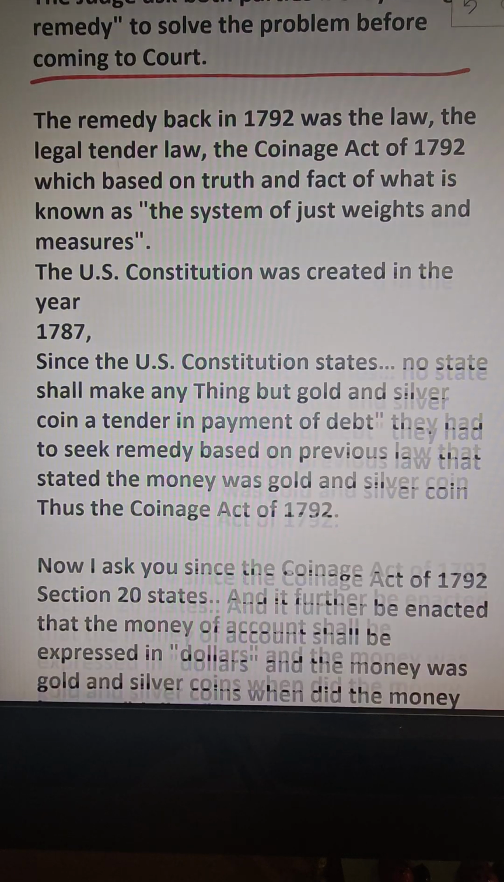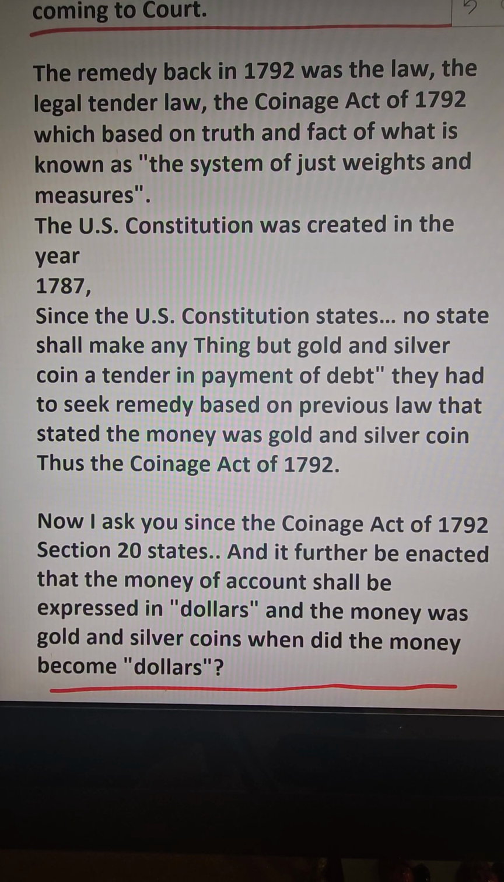Well, the people back then, the founding fathers or whoever was involved, the remedy back in 1792 was the legal tender law, the Coinage Act of 1792, which was based on truth and fact and what is known as the system of just weights and measures. There's a symbol in court. You go look at it. It's a person called Lady Justice, and it has a balance scale. And that's based on weights.